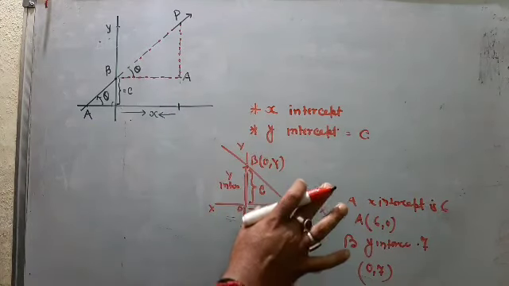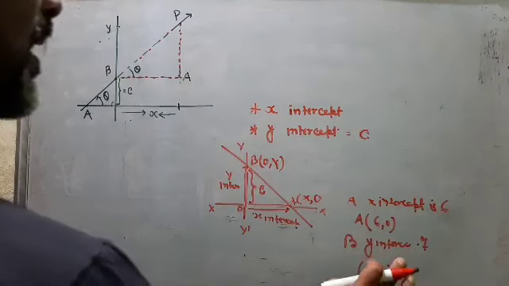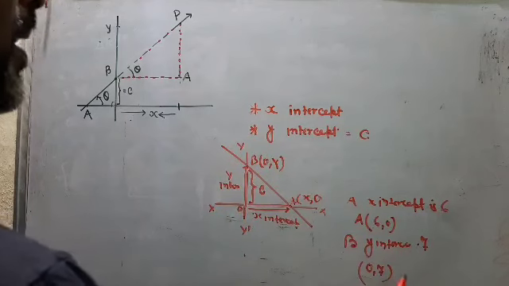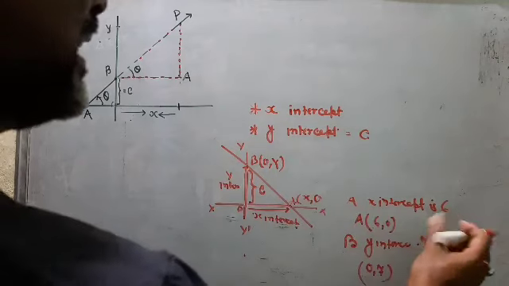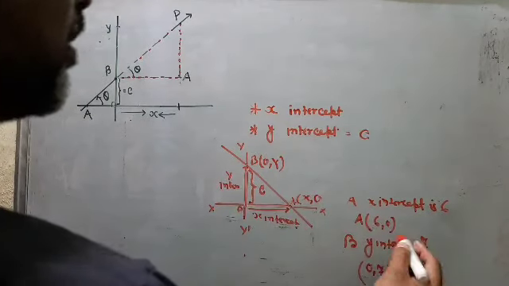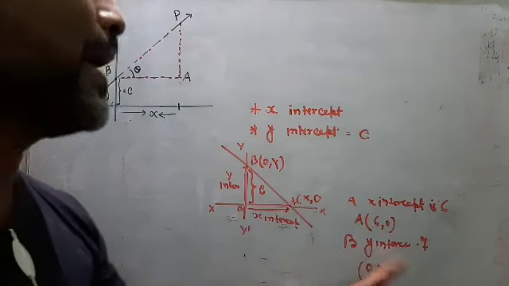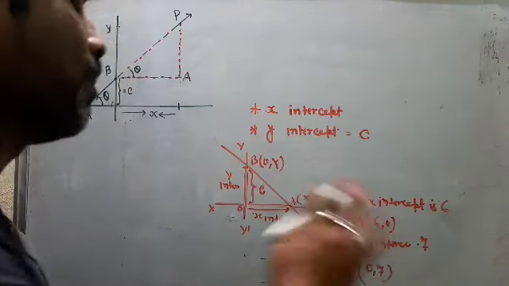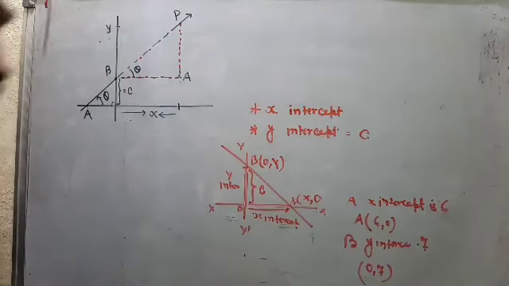Here also in the minus direction, that is also known as C, the y-intercept. So x-intercept is clear, y-intercept is clear. A point A whose x-intercept is 6 means the coordinates are (6, 0). A point B whose y-intercept is 7 means the coordinates are (0, 7). A point A whose x-intercept is minus 6 means coordinates are (-6, 0). A point B whose y-intercept is minus 7 means (0, -7). So x-intercept clear and y-intercept clear.